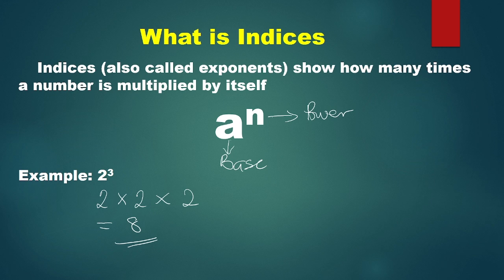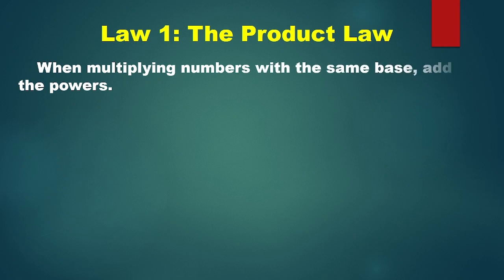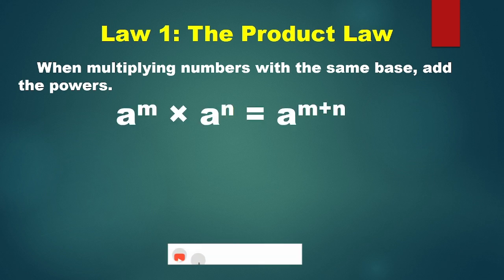Now let's break down the laws one by one. Law 1, the product law. When multiplying numbers with the same base, add the powers. That is, if I have two numbers that have the same base, a and a, all I have to do is add up the powers.